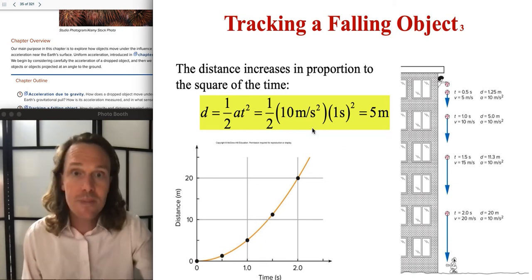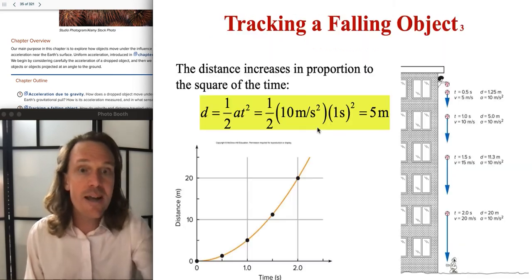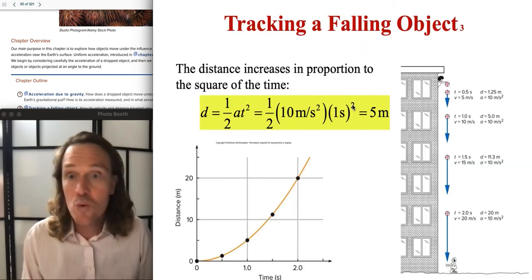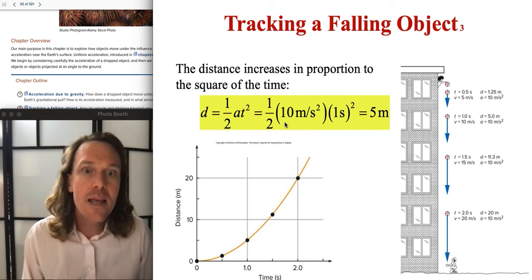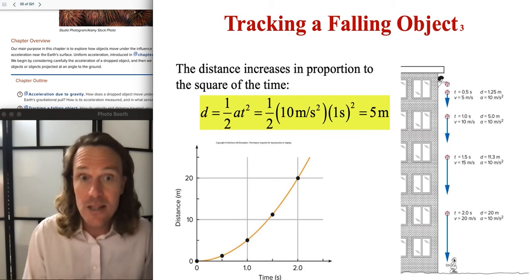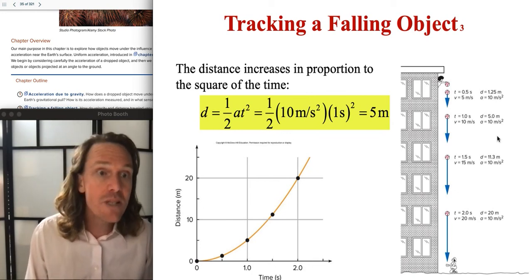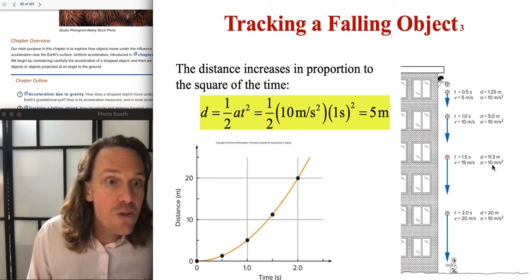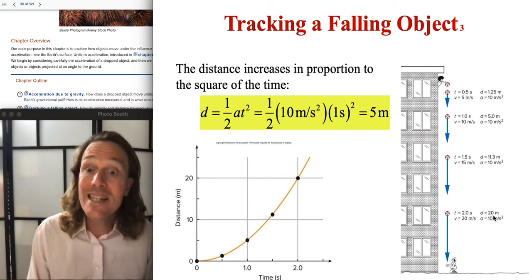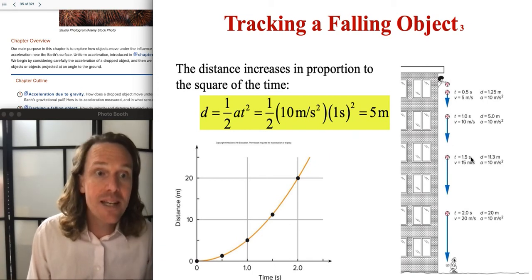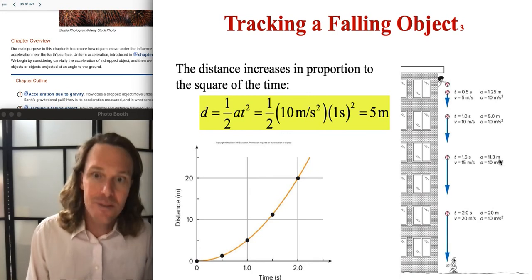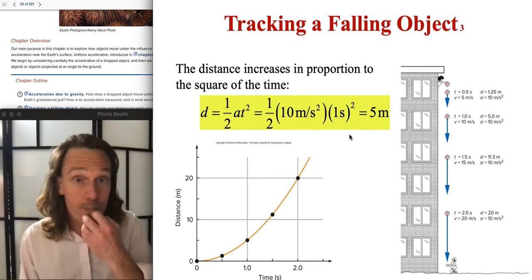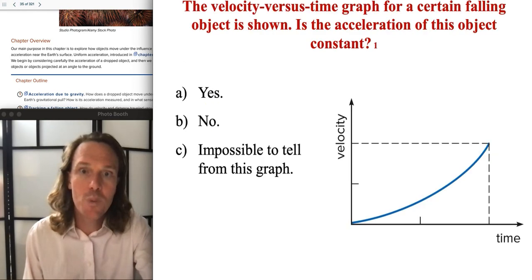So that gives you right there, you can find after 1 second of free fall, because that's the input here, square it, doesn't matter, 1 squared is still 1, then multiply by 10, take half of that, you find that after 1 second of free fall, you've moved 5 meters. You can continue to plug in, by the way. Try this, plug in 2 seconds, and you're going to get a distance of 20 meters, see? If you plug in 1.5 seconds, you get 11.3 meters. Plug them all in, test it out. Use 10, use 9.8, up to you.